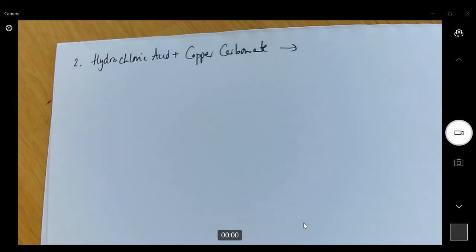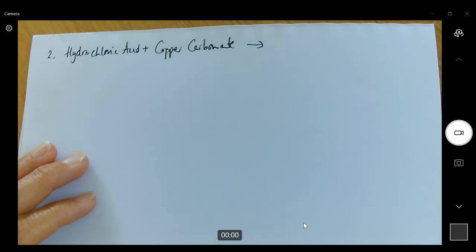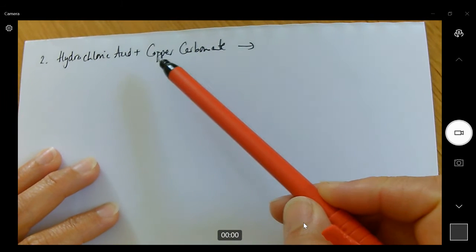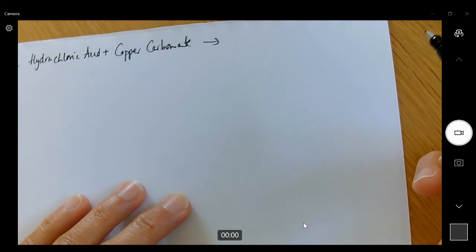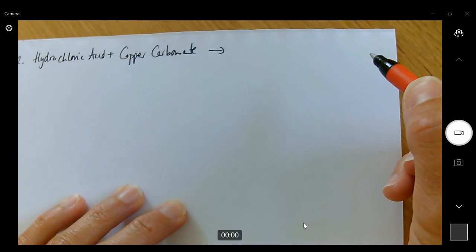Okay, so here's a worked example for the first one on the list, which is confusingly number 2. We are told we have hydrochloric acid and copper carbonate, and we need to predict the products of this reaction.